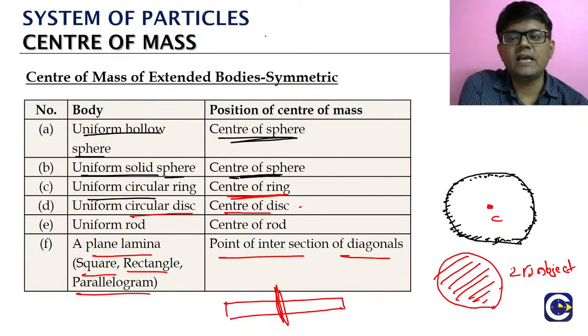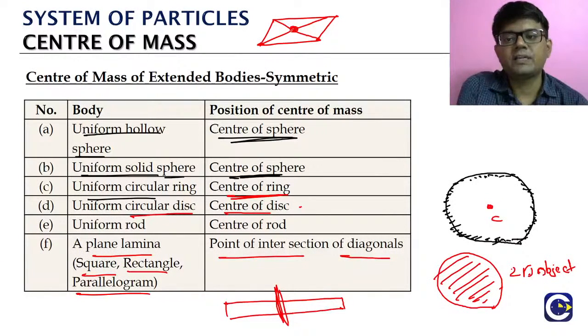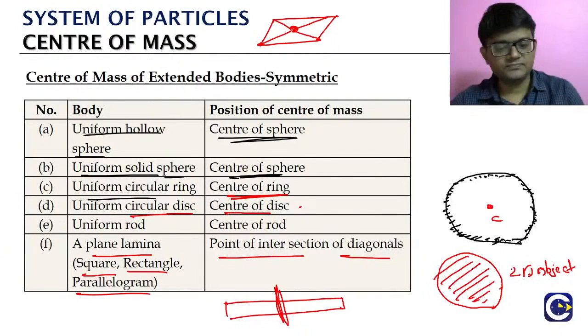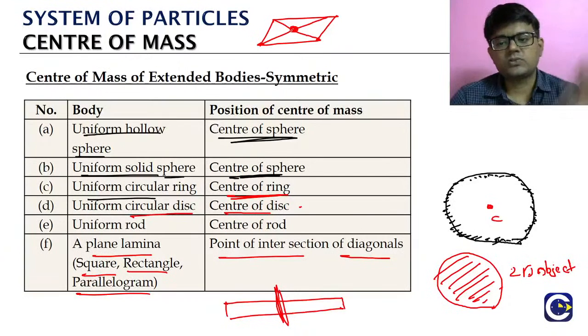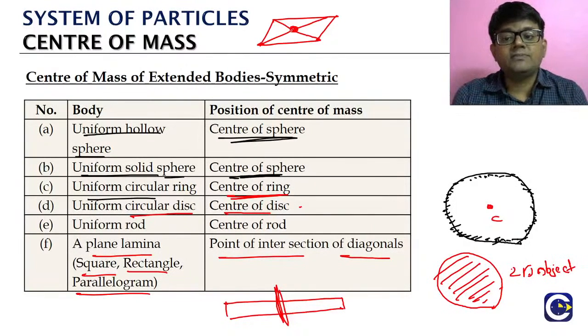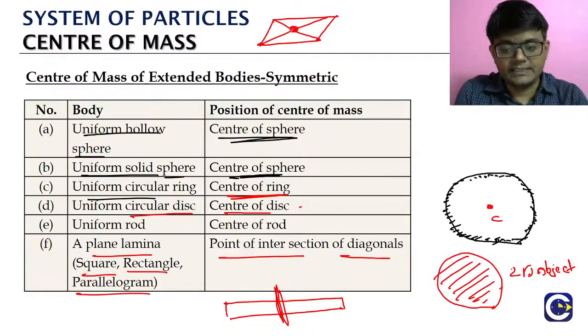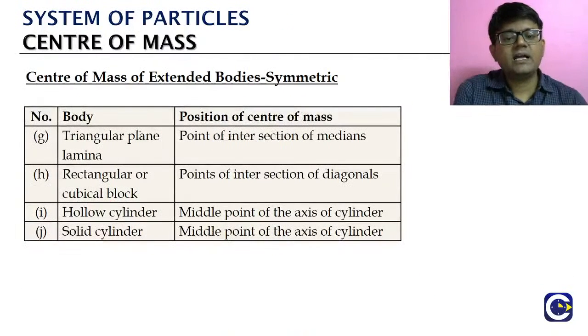Look here, let's say we have a parallelogram. Okay, if we draw the diagonals, we will have the point of intersection of diagonals, right? That is the geometric center. Square is also like that, rectangle also the same way. So if you have the plane lamina, be it square type, rectangle type, or the parallelogram, the center of mass will be lying at where? The point of intersection of the diagonals, because that is what we take as the geometric center.